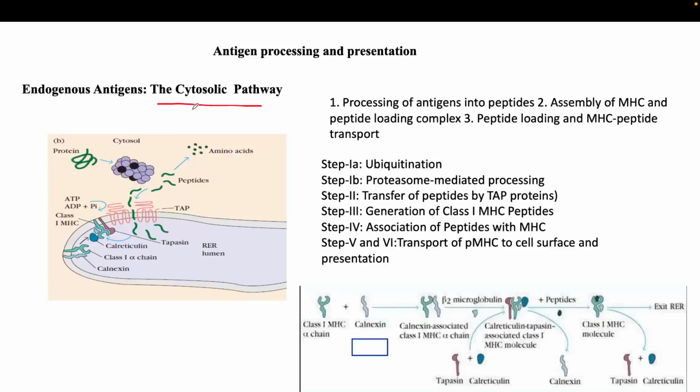Okay, there are three major steps. First one is the processing of antigen into peptides, then assembly of MHC and peptide loading complex, then third is the peptide loading and MHC peptide transport to the plasma membrane. Okay, so here you can see that this is the protein, and it is inside the cell. Here you can see it is the cytosol, so it is inside the cell.